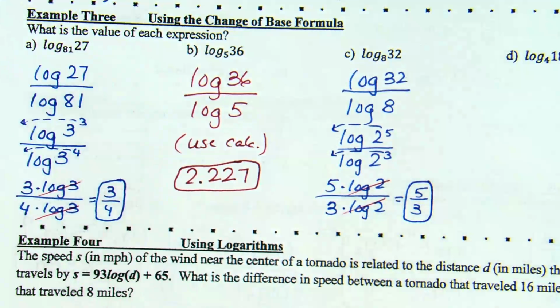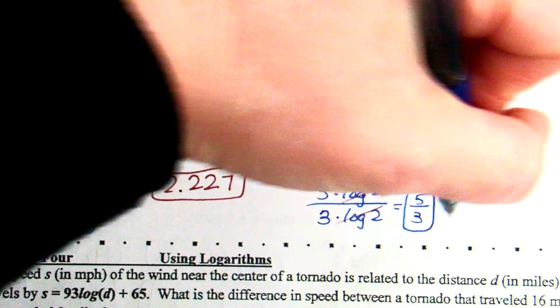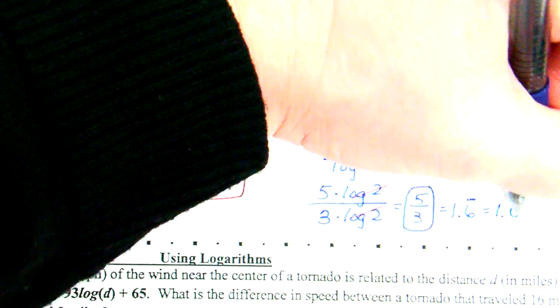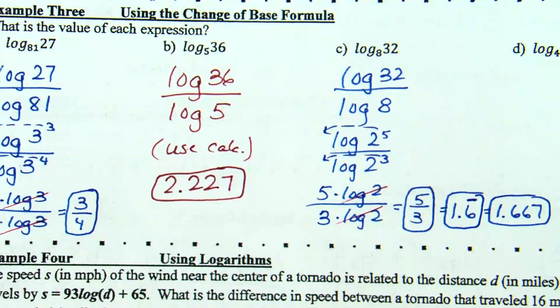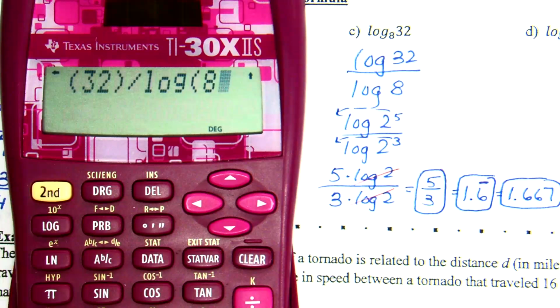If you divide 5 over 3 on your calculator, I heard 1.667. Okay. It is if you want to think of it as 1.6 repeating. However, MathXL is not going to go for a repeating decimal usually. If they say 3 decimal places, 1.667. Okay. If you tried it on the calculator, did you get the same answer? You would have gotten log of 32 divided by log of 8. Notice, same answer there.